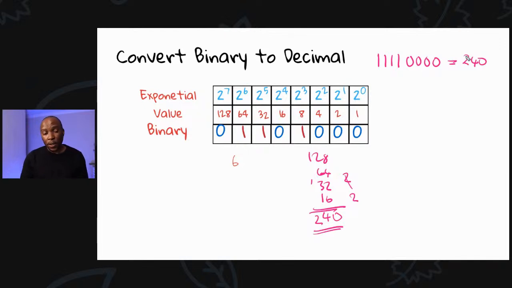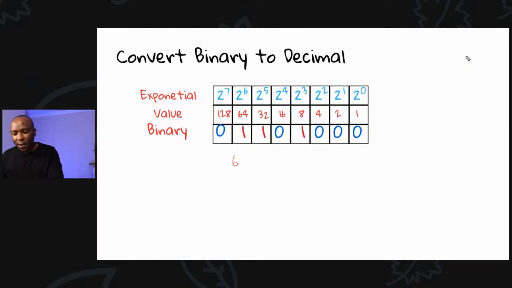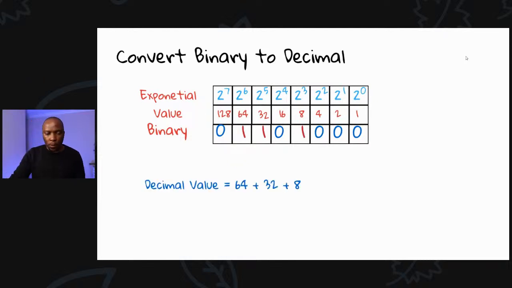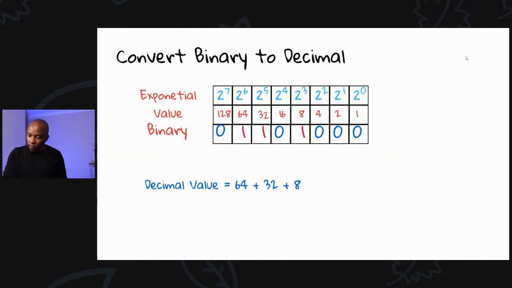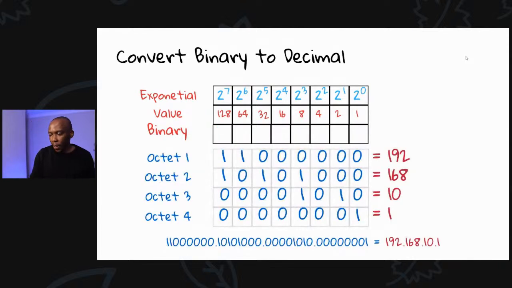So we've done the conversion from binary to decimal. It's that simple. It might just take a bit of time, but otherwise it should be that straightforward because we are adding. Yeah, I'll probably leave it at that. Let's see. All right, so once again, decimal value is equal to 64 plus 32 plus 8. I'll probably get onto the slide.